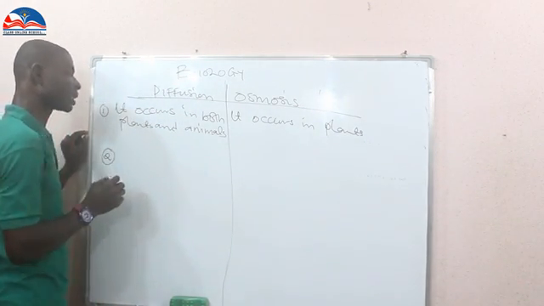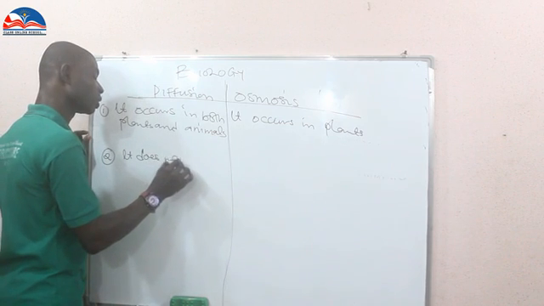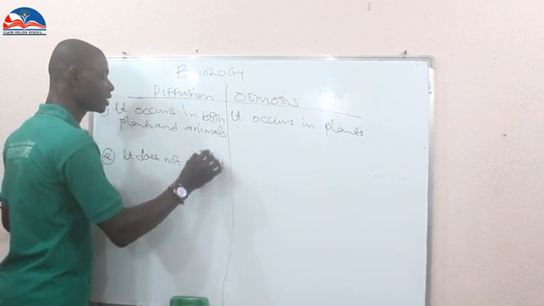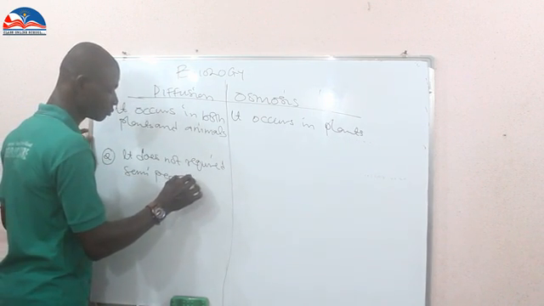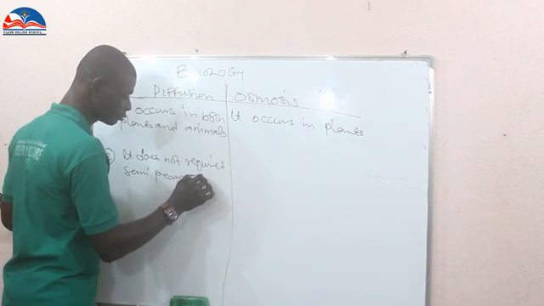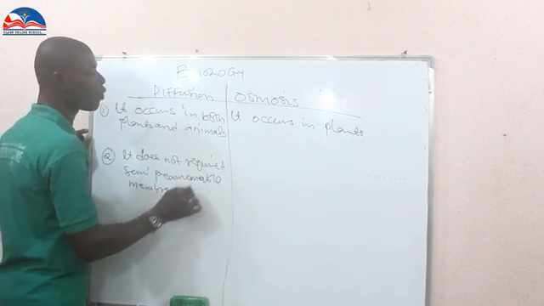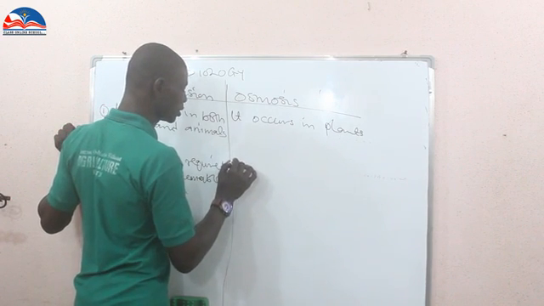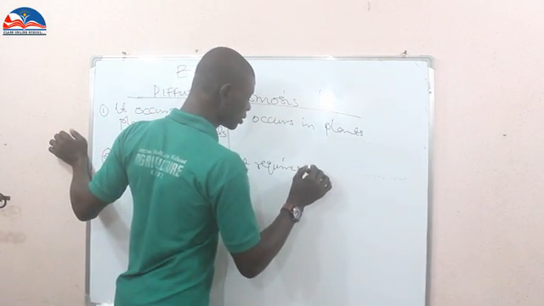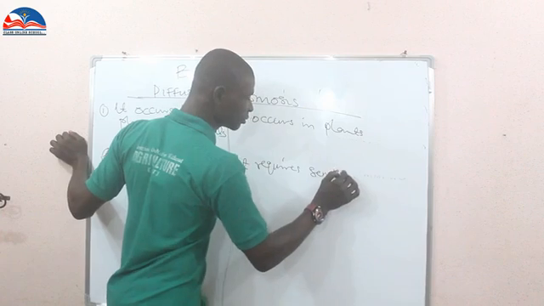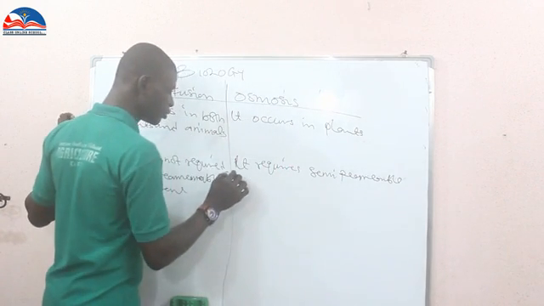Number two difference is that diffusion does not require a semi-permeable membrane, while osmosis requires a semi-permeable membrane.